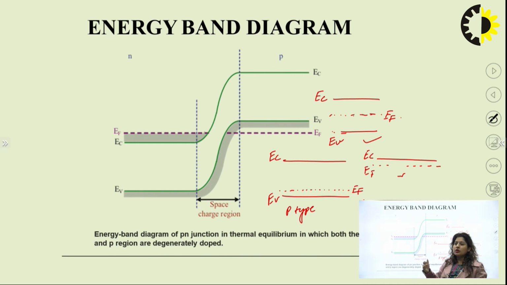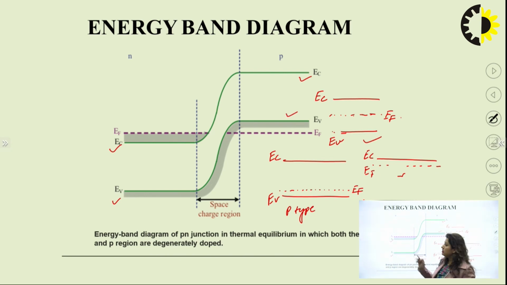Whenever the electrons move towards the P type, there will be fewer electrons in the conduction band. That's why the energy level of the conduction band on the N side is lower as compared to the P side. You can see from here that this is the conduction band for the N side and this is the conduction band for the P side. Similarly, the valence band for the N side is lower as compared to the valence band of the P side.